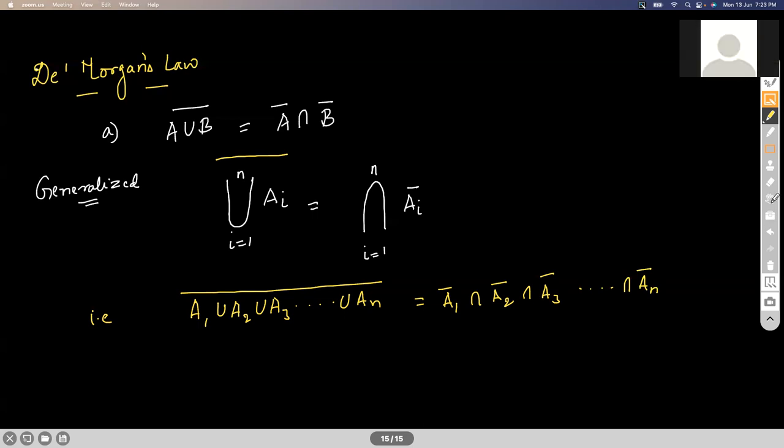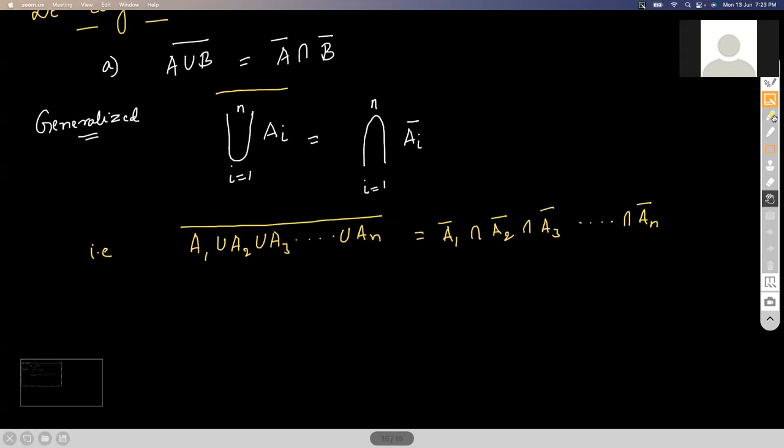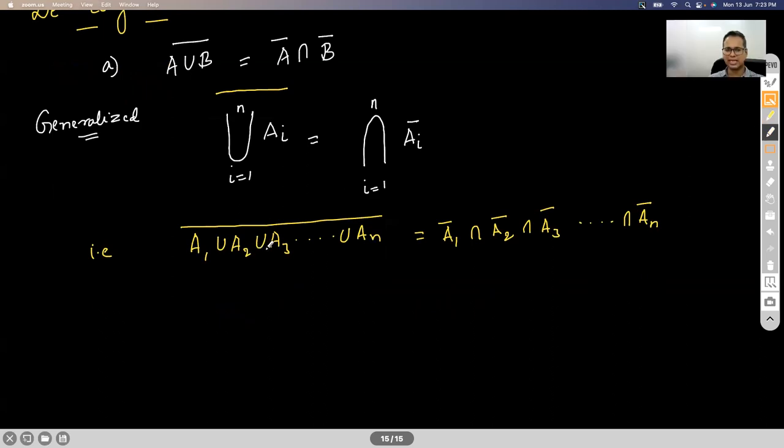So is it necessary to know the generalized pattern as well? Like, could they present a question in the generalized pattern? No, they can have a question where you can use this generalized pattern. We'll take one question in some time.